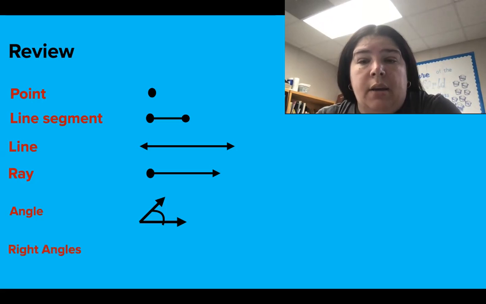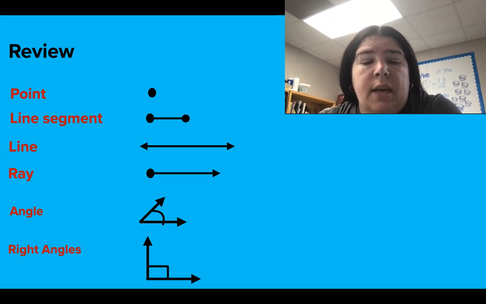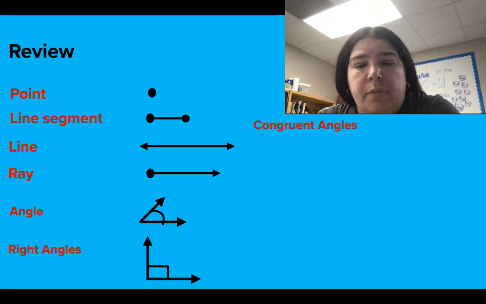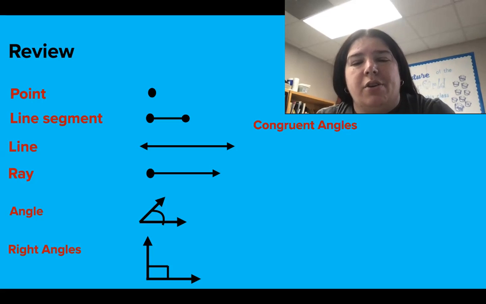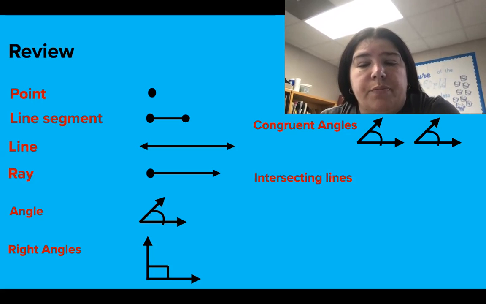Right here you have a right angle, and we talked about right angles. They have 90 degrees, and they also have that little square box in the middle. That square box is important. That's what indicates that it is a right angle rather than just any other angle. The measurement is right angle, which is 90 degrees. We have congruent angles hidden under my picture, and those are 2 angles that are the same degrees as well.